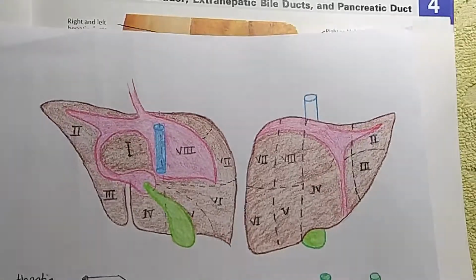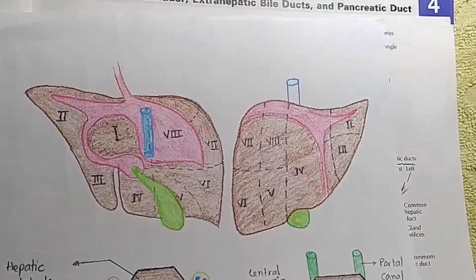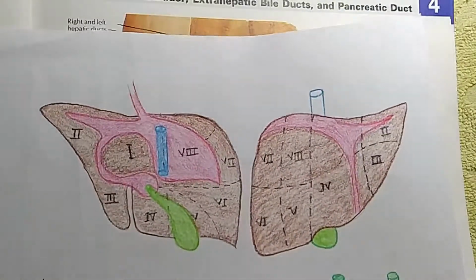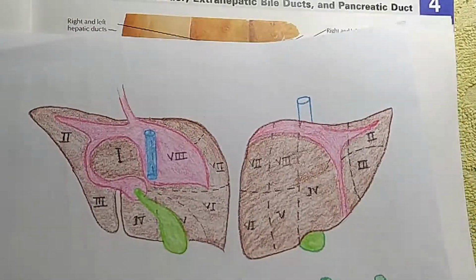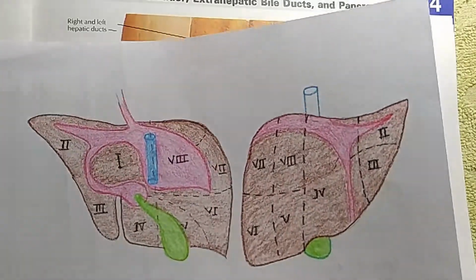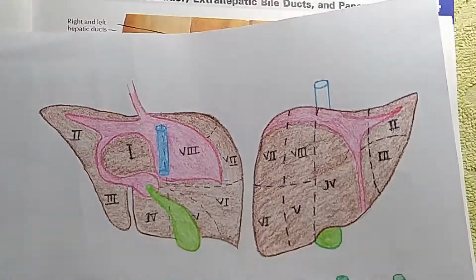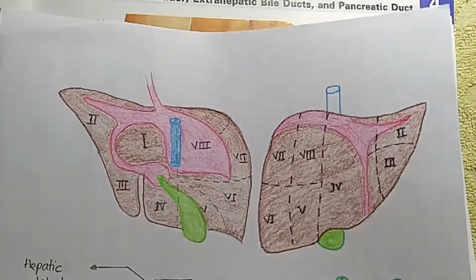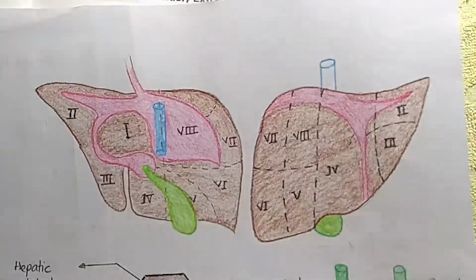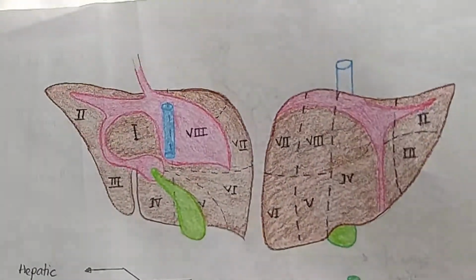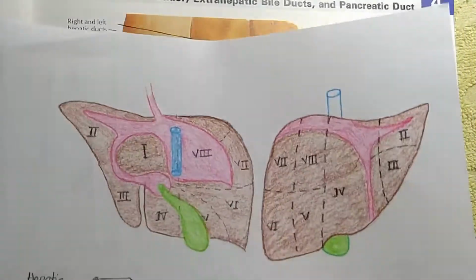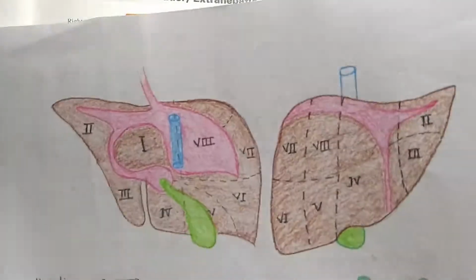Now another important thing is that the liver is divided another way, that is functionally. It has some surgical importance along with some functional importance. The liver is divided functionally into 8 segments. It is called the segment of the liver, like the lung, which has bronchopulmonary segments. Like the lung, the liver is also functionally divided into 8 segments, counted by Roman numerals 1 to 8.